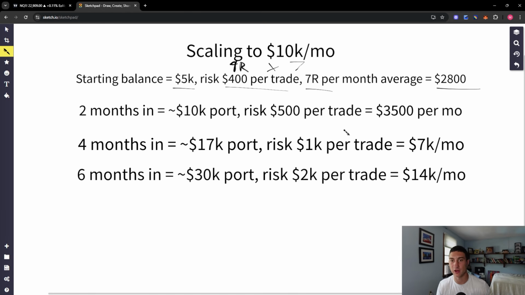So up the risk, $500 per trade, which is now a 5% risk on that $10,000 portfolio, which is still pretty good risk management. This isn't too crazy. And that would net me around $3,500 per month with that same 7R.